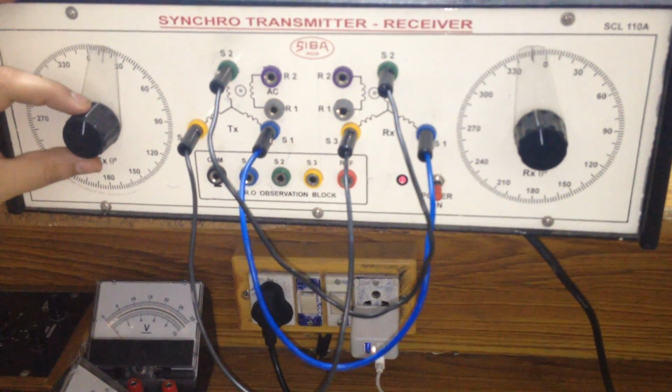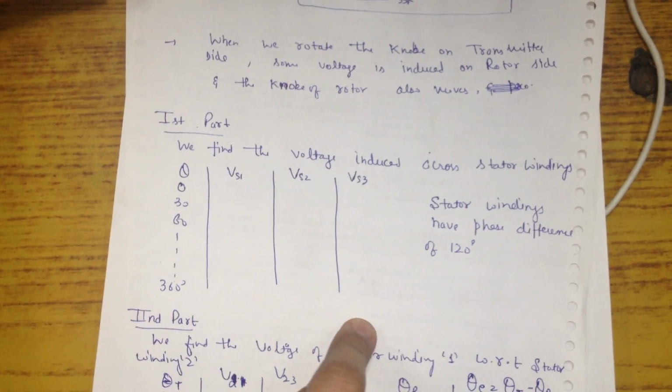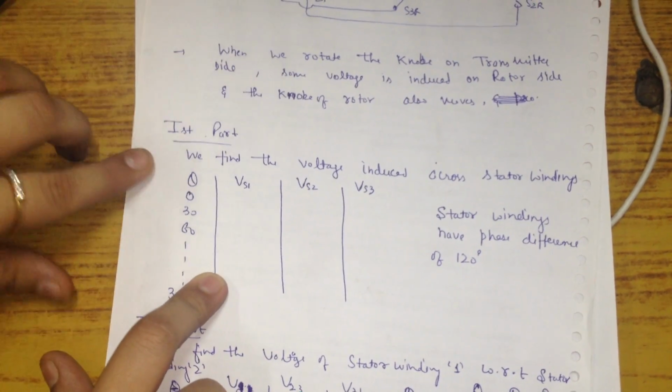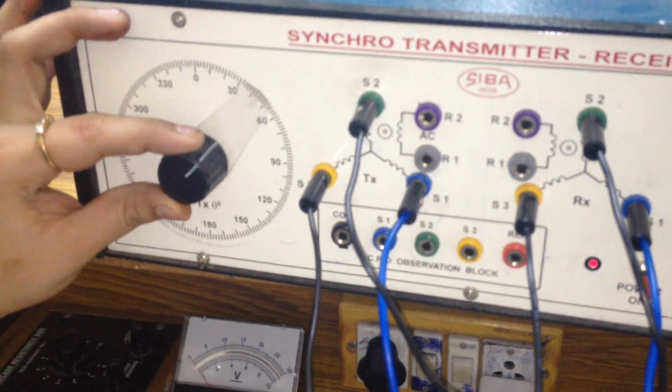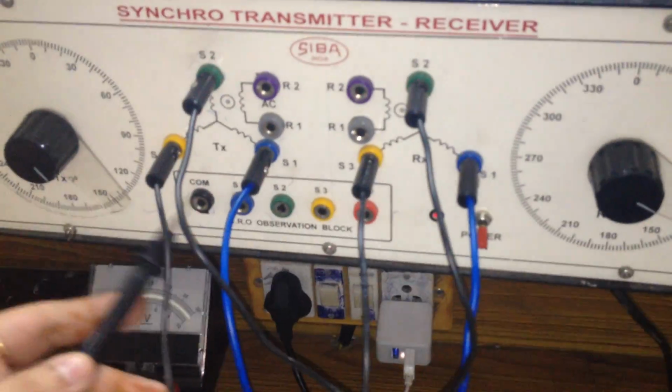So what we are doing here in the first part is, we have to find the voltage induced across the stator windings of the transmitter. So we change the angles from here. We change the angle theta to 30, 60, 90, 120, and we find the voltage across stator 1, stator 2 and stator 3.